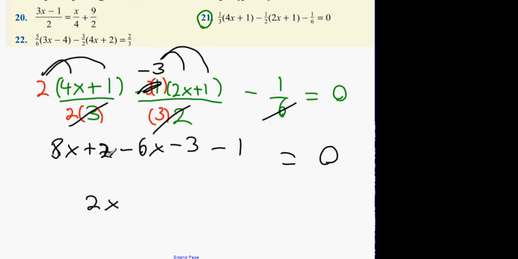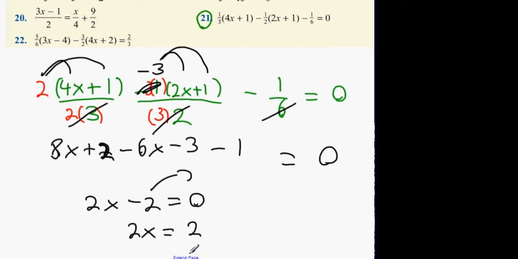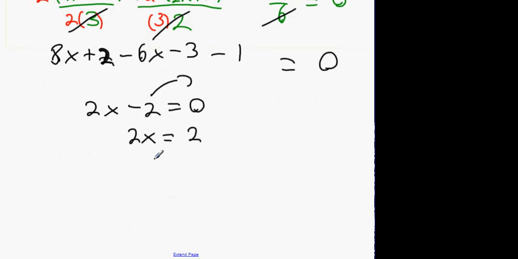You're not doing 8x plus 2x? That's not an x, it's just 2. So I can't add 8x and 2. Sorry, yes. So 2 minus 3 is minus 1, and then it's 2x minus 2 equals 0. Bring the minus 2 to the other side. 2x equals 2, so x equals 1.